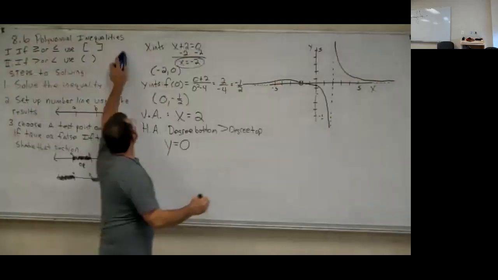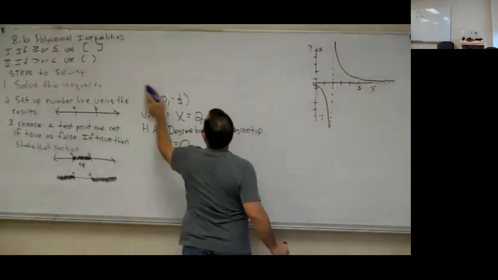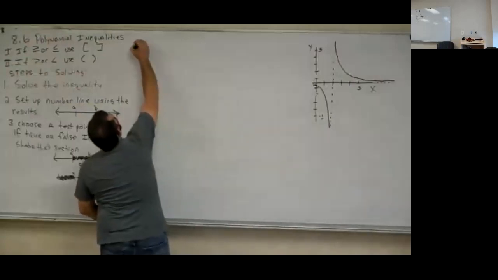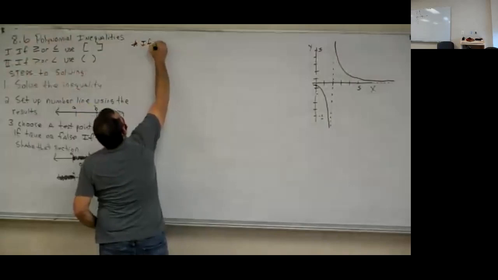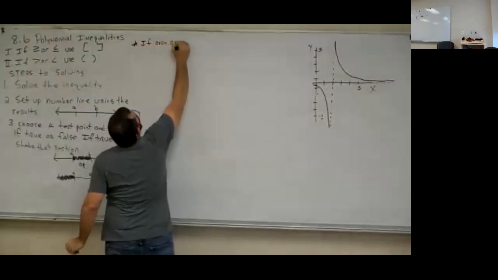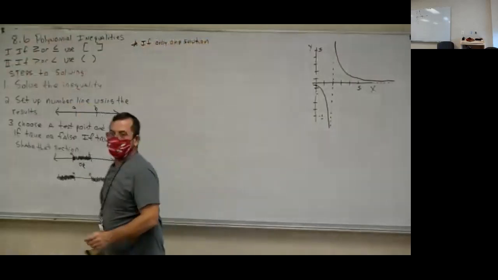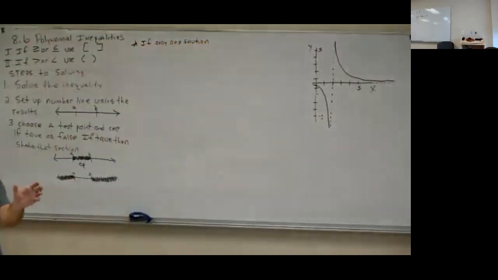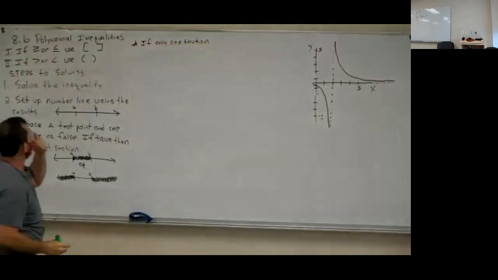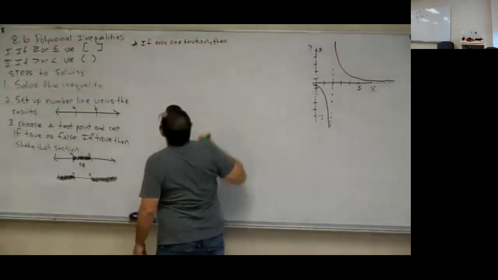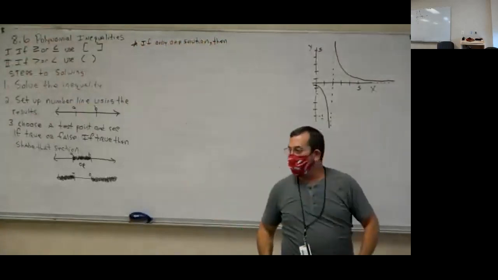So there's one more star. If only one solution, because sometimes you might get x plus 2 times x plus 2, which will give me both the same answers, okay? So if I only get one answer, then that is the only number we exclude from the domain.